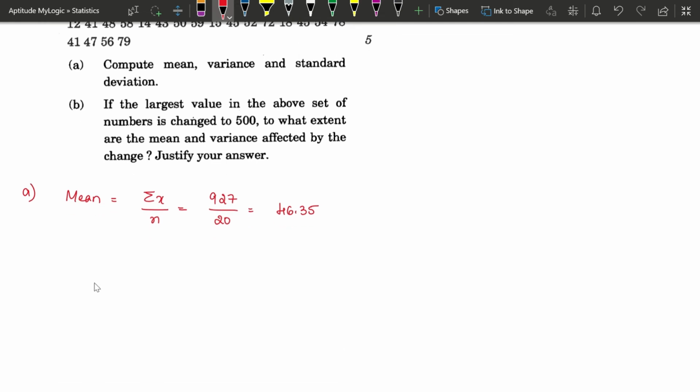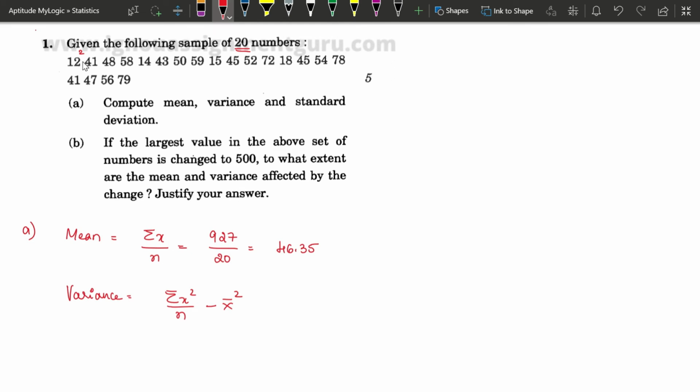So what is variance? It is sum of squares divided by n minus mean square. So if you observe, I have not written the square root symbol. Now mean is 46.35, we'll square that for this part. Here sum of x square by n means all these values I need to square and add. So 12 square plus 41 square plus 48 square. So all the numbers I need to square and then add them. So let us find out what is the square of all these numbers.